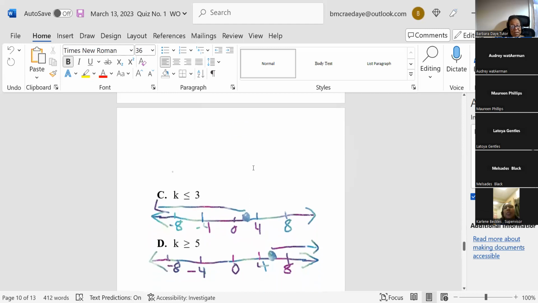But the point I'm trying to make is, once you got the right inequality, then you didn't really care about the number line so much, because the number line goes with your answer. And I didn't have K less than or equal to 3 appearing three times, because of the different colors. I only had it once.